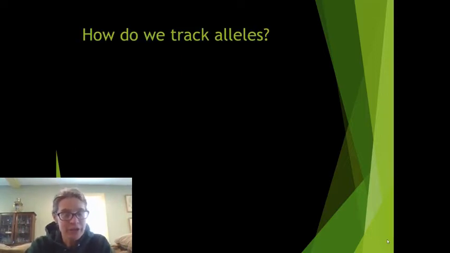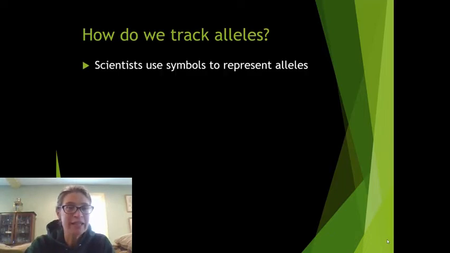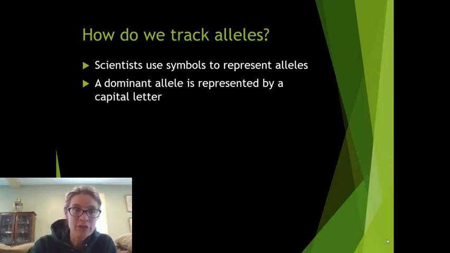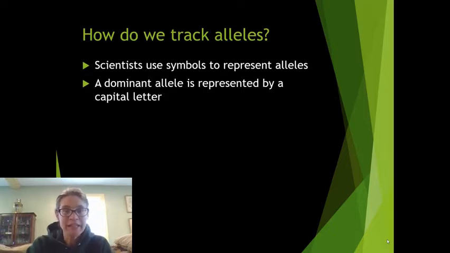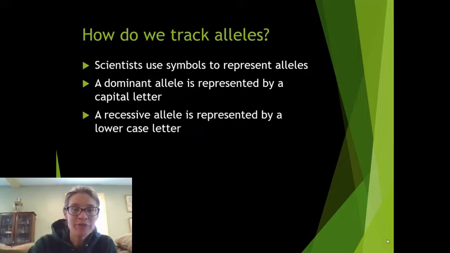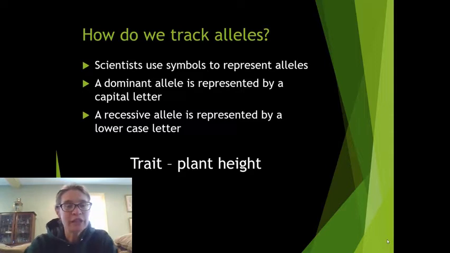Now, the big question that Mendel was able to answer was this idea of how we were able to track alleles. And scientists in general use symbols to represent each of the alleles. So first of all, what you need to understand is they have a letter that represents the trait. And the dominant allele is represented by a capital letter, and the recessive allele is represented by a lowercase letter. So what does that look like?